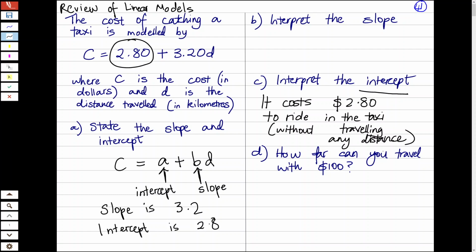Slope is going to be a rate. So if I change this to 5, then it costs $5 for every kilometer I travel. If I change this number to 19, then the interpretation would be it costs $19 for every kilometer traveled in the taxi. Does that sort of make sense? Now, I do think the ones I've given you in the assignment are a bit easier than this one.